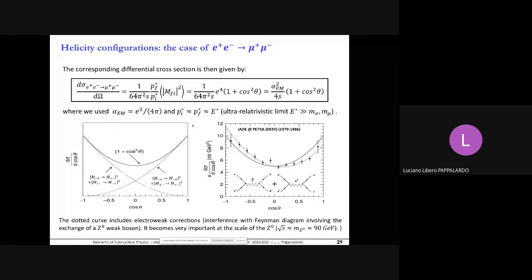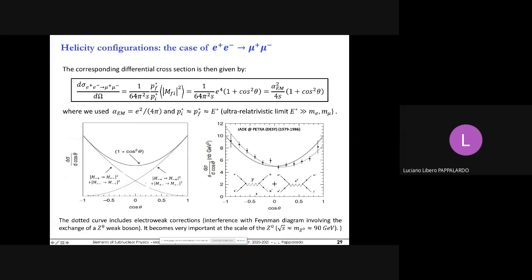So the dotted curve includes the electroweak correction, which interferes with the Feynman diagram involving the exchange of the Z0 boson. And this contribution, as we will study next, becomes important at large energy, so at a center of mass energy of the order of the mass of the Z0, so at 90 GeV or so. If, on the other hand, you perform this experiment at lower energy, this contribution becomes negligible, and indeed your data will follow the curve based only on the photon exchange. Chiaro, ragazzi? So yes, this apparent discrepancy is actually a proof that the standard model works very well.